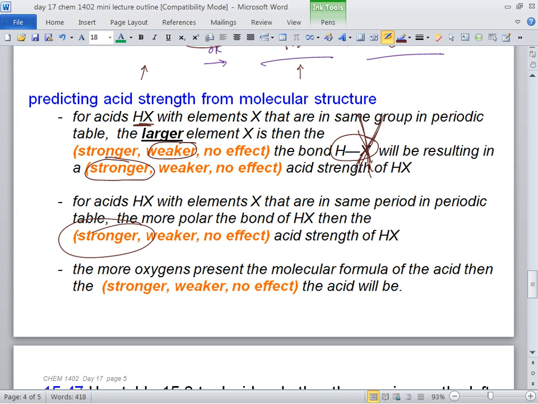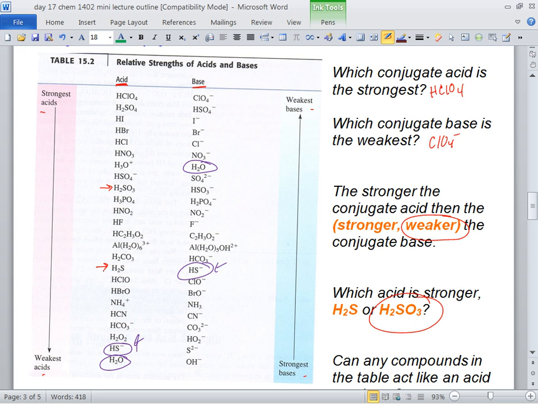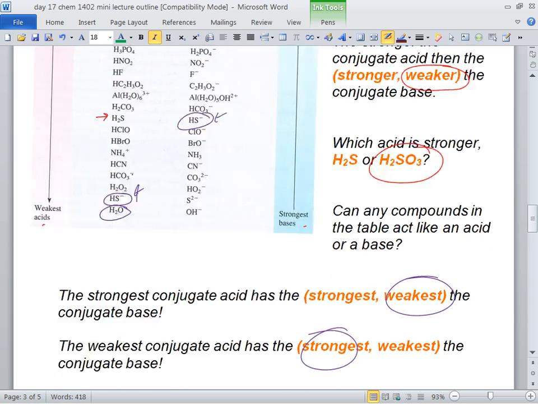The more oxygens that are present, then the... Now the only hint you have to this one is looking at what's the strongest acid in that whole table. Look at all those oxygens in HClO4. So the more oxygens, the stronger. Do you notice too? HI is the strongest out of those three halogens because I is the biggest. That's why HI is stronger than HBr, which is stronger than HCl.